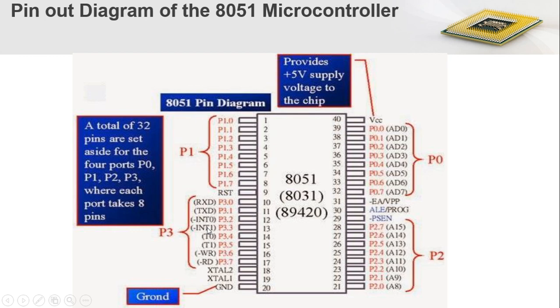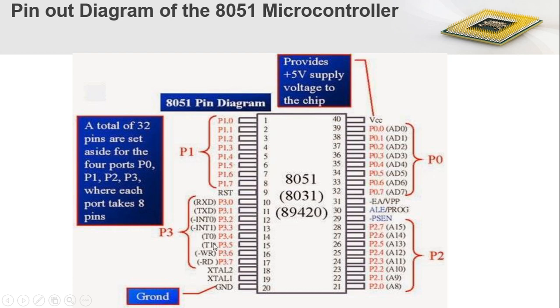These two indicate external interrupt 0 and external interrupt 1. Okay, these two pins are used for handling external interrupt requests. And T0 and T1, the 14th and 15th pins, indicate timer interrupts. Okay, and 16 and 17 indicate read and write, that is memory read and write operations.